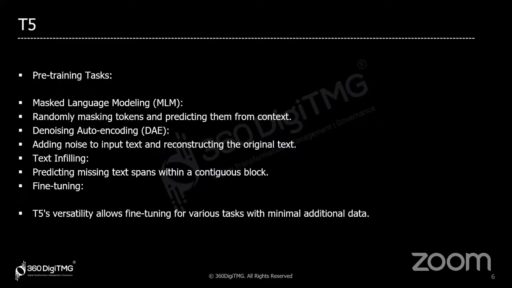This technique is used to train the model by randomly masking some of the tokens. What is a token? A token is a word or subword in a sentence. Whatever the sentence has, there will be words or subwords in it, and those are called tokens. Then we mask some of the tokens and ask the model to predict the masked token based on the context provided by the surrounding tokens.